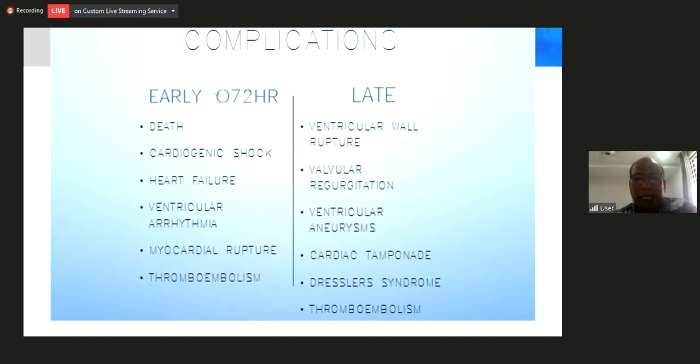So the complications: the very early are death, cardiogenic shock, and heart failure. Then within 72 hours, myocardial rupture and thromboembolism. And the late ones, after 3 days, are ventricular rupture, regurgitation, cardiac tamponade, Dressler syndrome, and thromboembolism. I think you should read all this. Next.